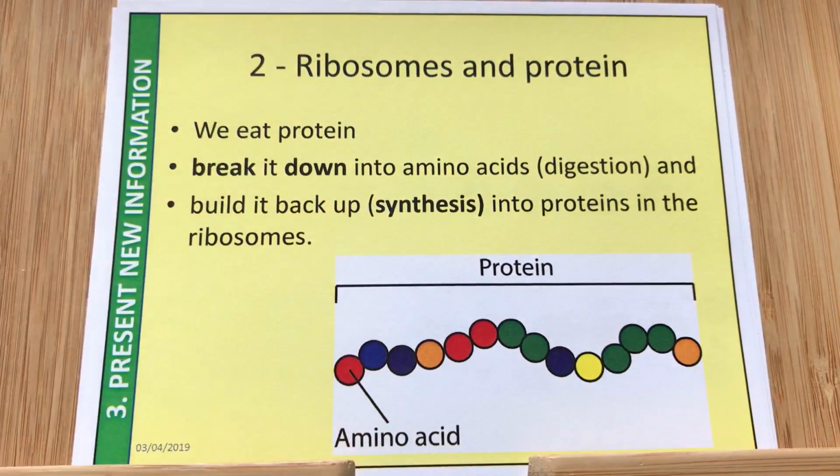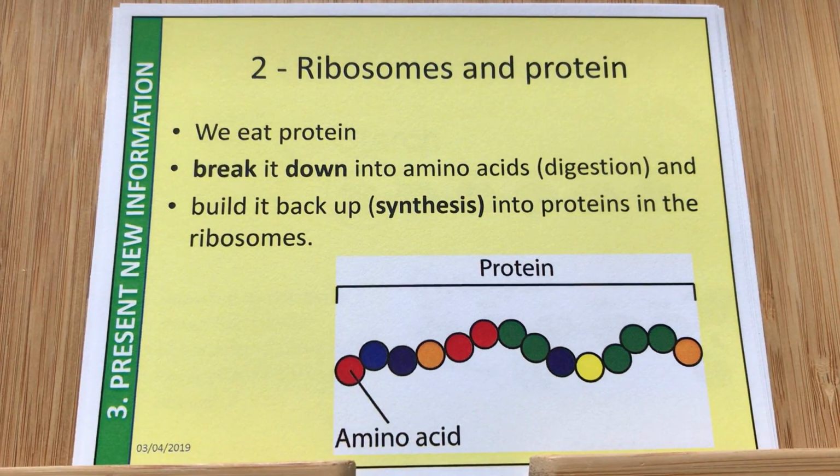So, ribosomes and protein. I've said before in B2 that we eat protein. We break it down into amino acids via digestion. That makes it small and soluble so it can get into the blood. Then, using protein synthesis, which we talk about in triple paper 2, we build it back up into proteins at the ribosomes. So we say that the ribosomes are where protein synthesis occurs.